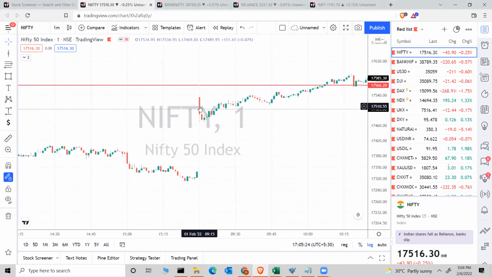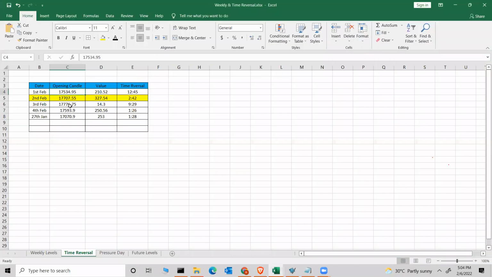So this is the 1st Feb. You could see 9:15 at the bottom. You can see when I keep my cursor there, it's showing 9:15 1st Feb. So the opening value you could see here. I will move my cursor back. See the value, opening value on 1st Feb is 17534.95. So using this value, I have a sheet which would give us the time reversal time.